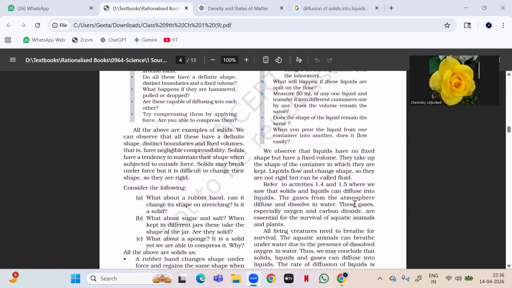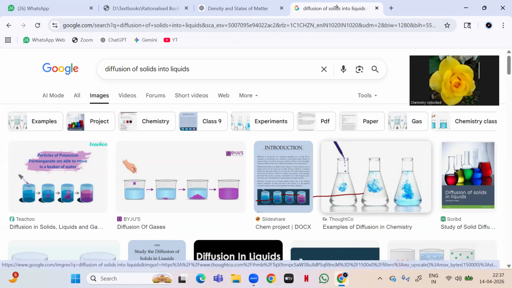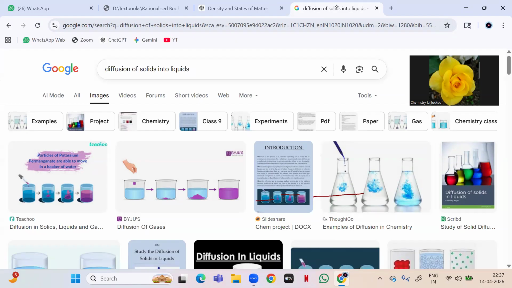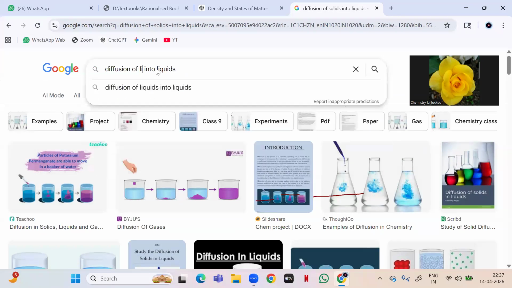And here there is a slight discussion about diffusion also. From activities 1.4 and 1.5, we see that liquids can diffuse into liquids, and solids also can diffuse into liquids. So let me show you some diffusion over here. If you drop ink in water, it easily diffuses. And let me type here, diffusion of liquids into liquids.